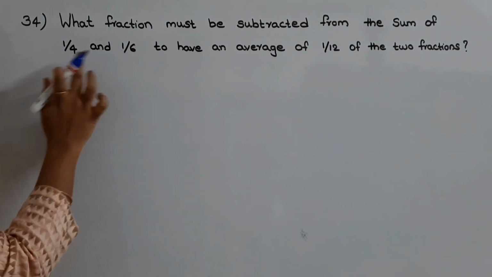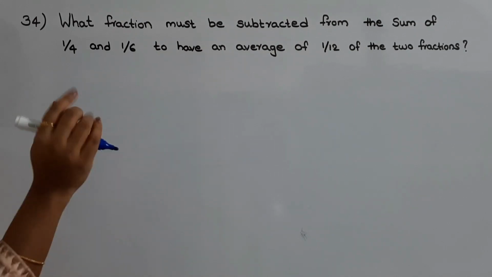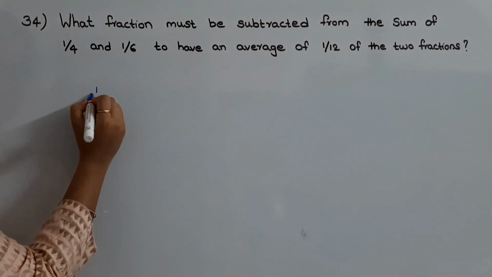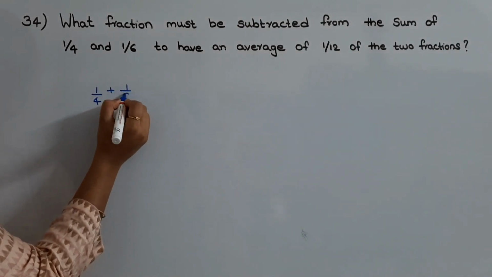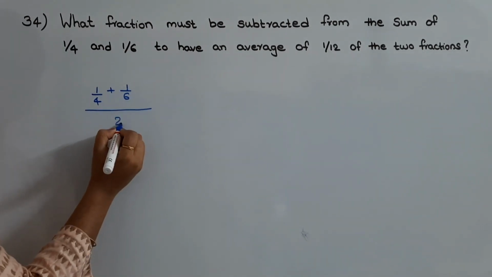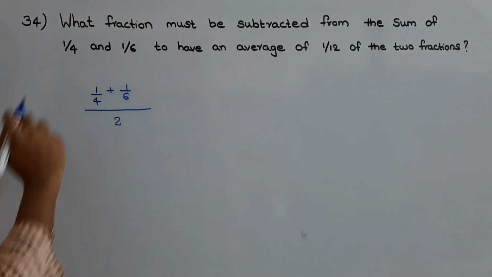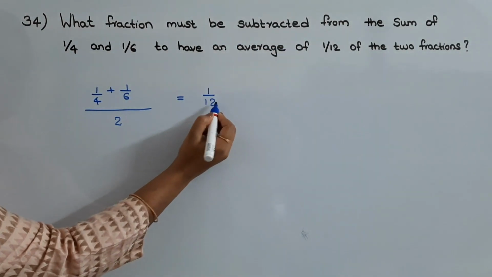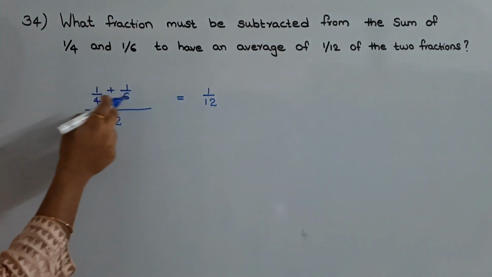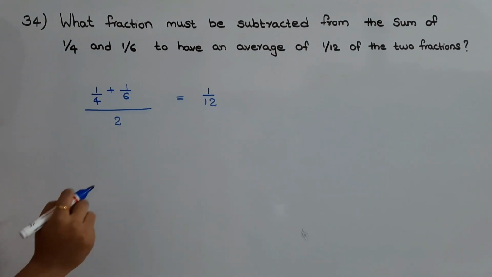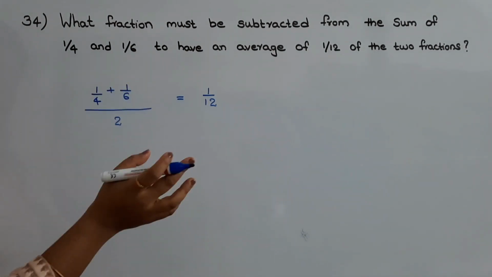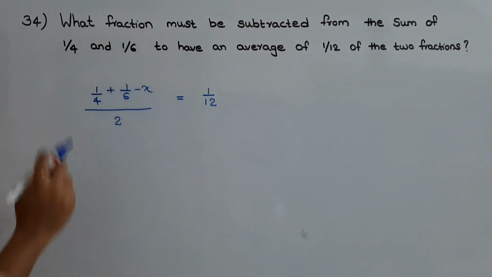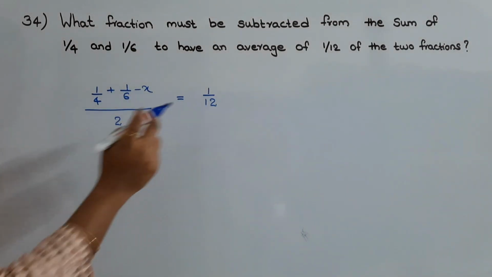So what will be the average of these two numbers? Average is equal to sum of observations by number of observations. Okay. So average will be equal to 1 by 4 plus 1 by 6 divided by 2. Okay. So when we are finding out the average of these two fractions, we should get the average as 1 by 12. But this is possible only when a fraction is subtracted from the sum of these two fractions. Okay. So let us consider that fraction as x. Okay. So let us subtract x from the sum of 1 by 4 and 1 by 6. Then we will get the average as 1 by 12.